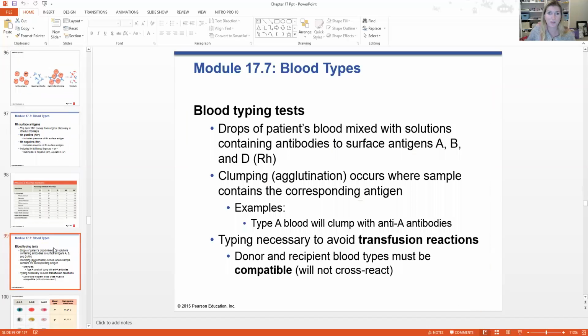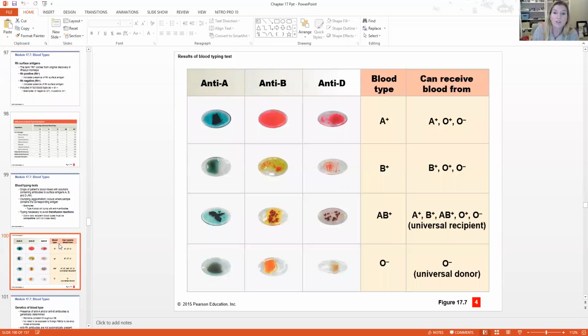So let's talk about how we know, and we're going to do one of these in lab if we haven't done it already. In the blood typing test, you're basically mixing the blood with different antibodies and observing for clumping, or agglutination. Agglutination is going to occur where there's a corresponding antigen. So type A blood is going to clump with the anti-A antibodies. This is necessary so we avoid transfusion reactions. You have to have donor and recipient compatibility so there's no cross-reaction. This is something you will see in a lab setting. Our test is similar to this.